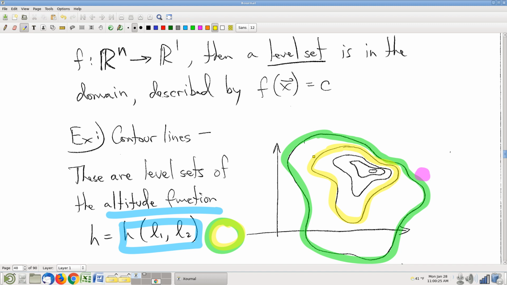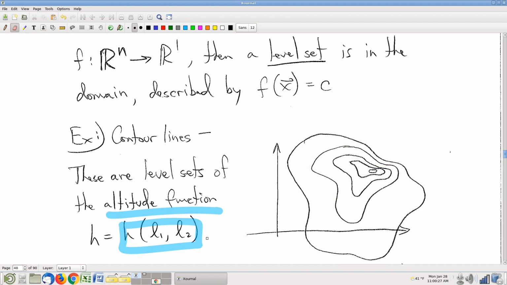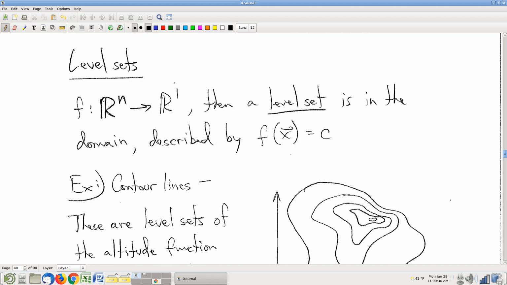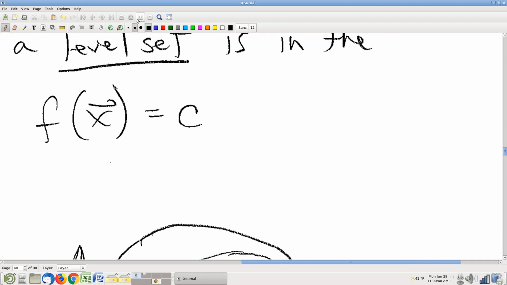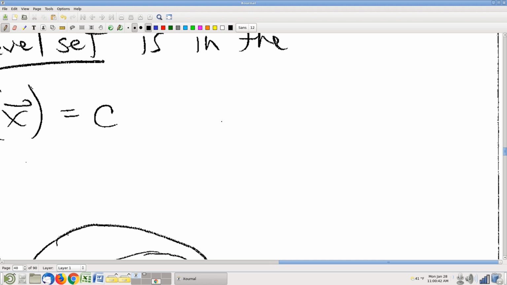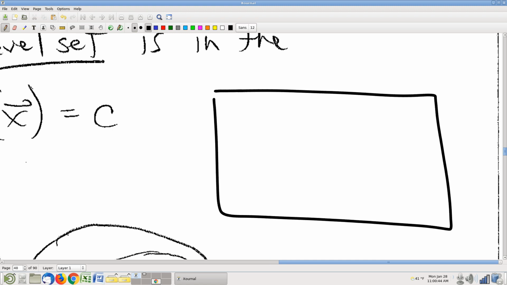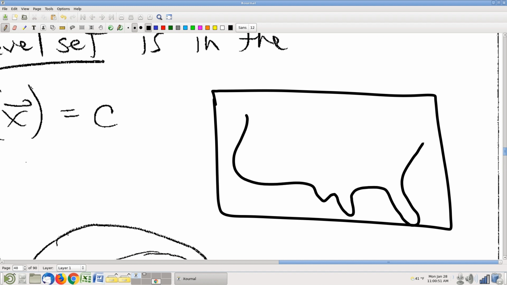The weather gets reported in the form of level sets very often. A real quick picture. Did I draw a picture of this already? No, I didn't. Okay, let me do this real quick. Give myself a little space. Okay, so we're going to draw a map of the U.S. here. That's close enough.